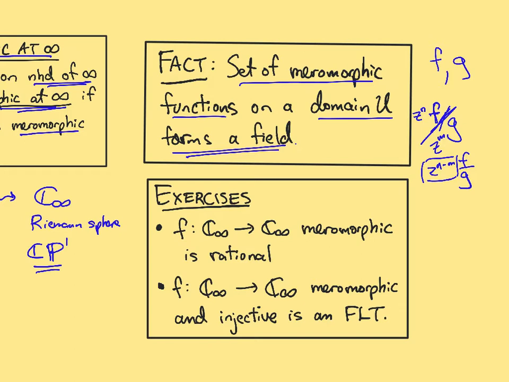And so a quotient of meromorphic functions will still be meromorphic, and it's not too hard to show that the sum of meromorphic functions is meromorphic, so you get a field out of them, which we didn't have with just analytic functions.